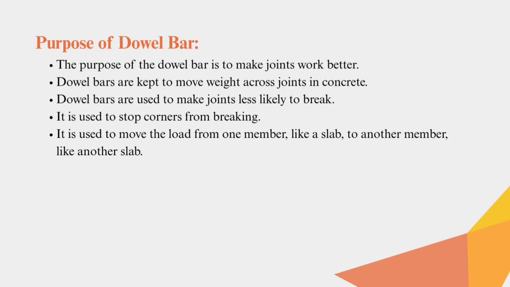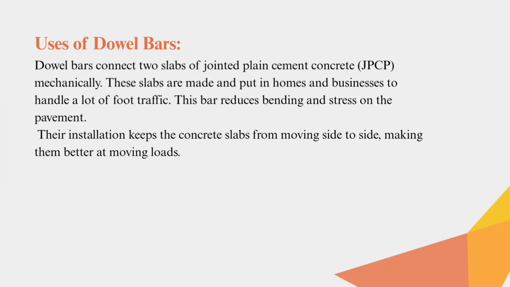The purpose of a dowel bar is to make a joint work better. Next, dowel bars are kept to move weight across the joints in the concrete. The next is dowel bars are used to make the joints less likely to break, and they are used to stop the corners from breaking. The next purpose is it is used to move the load from one member like a slab to another member like another slab. So these are a few purposes of a dowel bar, and next are the uses of a dowel bar.